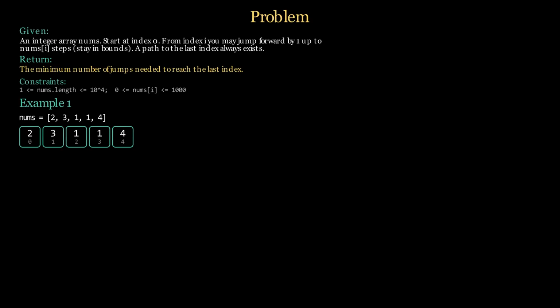LeetCode 45, Jump Game 2, Example 1. From index 0 you can jump 1 or 2 steps, land on index 1. From index 1 you can reach index 4 in 1 jump. That is 2 jumps total, which is optimal. Output is 2.